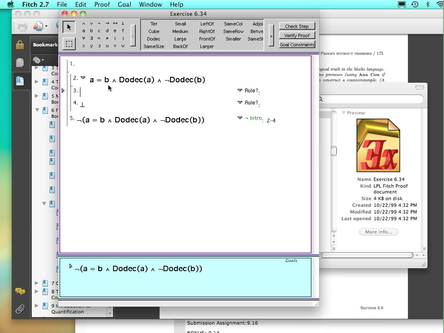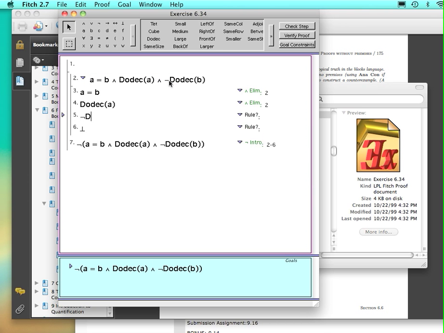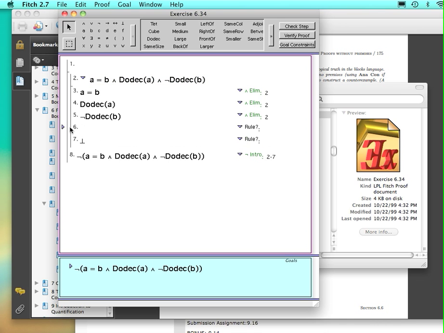2 is a conjunction, and it's pretty easy to break apart conjunctions. So A is identical with B, that's from conjunction elim. Dodec A is also from conjunction elim. And then not dodec B is also from conjunction elim. Fantastic. Now, I have to figure out how I'm going to get a contradiction.